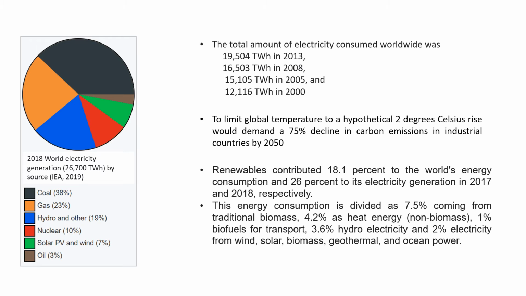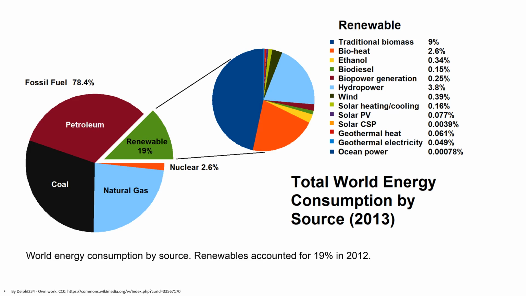The renewable energy resources contributed 18.1% to the world's energy consumption and 26% to its electricity generation in 2017 and 2018 respectively. The energy consumption from renewable energy resources has 9% share coming from traditional biomass, 4.2% from non-biomass or heat energy, 3.8% from hydroelectricity, and approximately 2% electricity from wind, solar, biomass, geothermal, and ocean power.